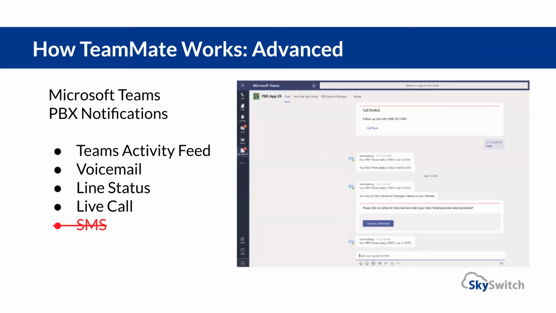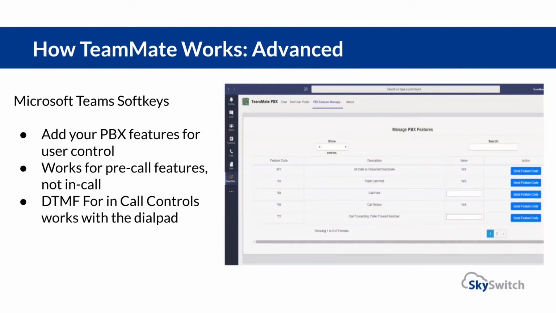Right, and we're just trying to head off questions before they come in, because SMS is obviously going to be a natural fit into the chat window inside of the Teams application. Advanced features here, how does it work? Because there's a lot you can do with Microsoft Teams, whether it's DTMF, whether it's soft keys. How have we implemented this, and what does it let you do?